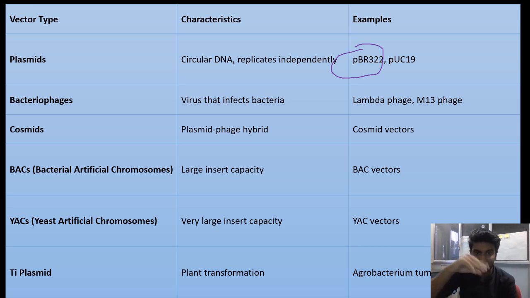Then bacteriophages are viruses that infect bacteria. So you need to know the characteristics. So plasmid is circular, self-replicating, autonomous, right? It's autonomously replicating and self-replicating, circular. So these are important things that you need to know.